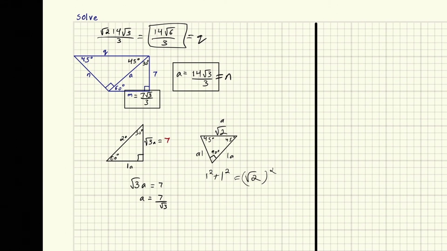So it's just a combination of special triangles. If you know your special triangles really well, these problems should be pretty straightforward. Fortunately, we didn't have to pull out any definitions of sine or cosine or anything. We were able to do it all just using straight up special triangles.